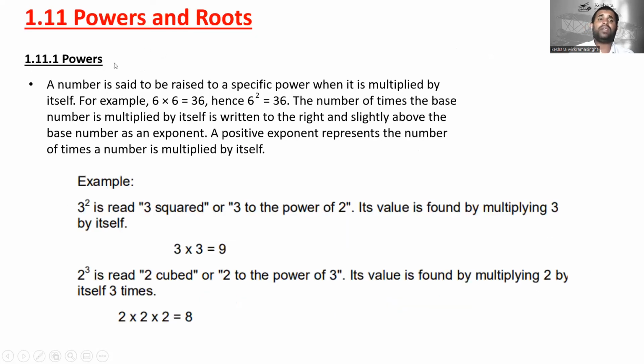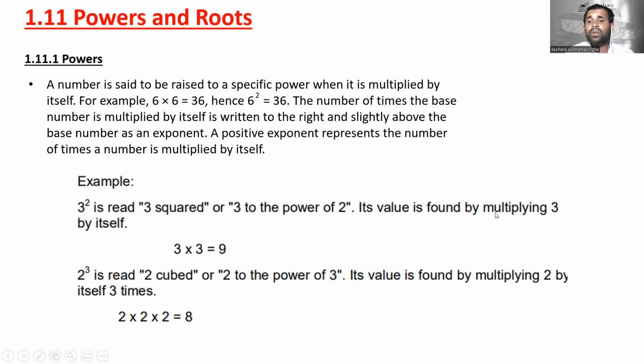Right. So powers and roots. Let's go to the powers and roots now. Powers: a number is said to be raised to a specific power when it is multiplied by itself. For example, 6 into 6 is 36, hence 6 to the power 2 equals 36. The number of times the base number is multiplied by itself is written to the right and slightly above the base number, as an exponent. A positive exponent represents the number of times a number is multiplied by itself. All right. Example: 3 to the power 2 is read as 3 squared or 3 to the power 2.